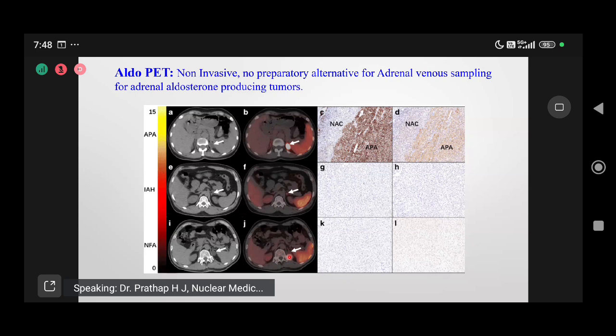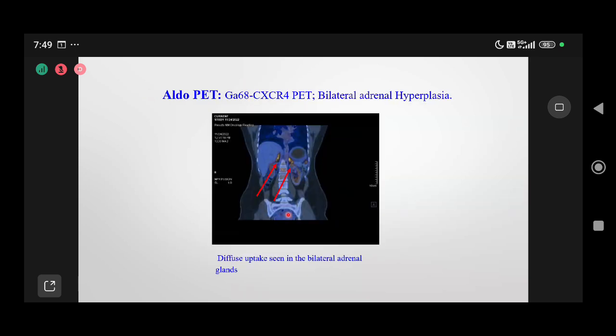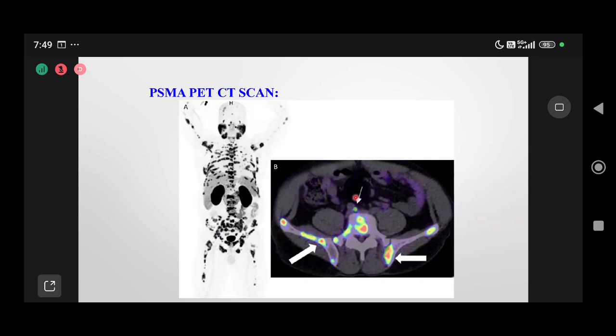Here, this is the patient image. This is AldoPET, which is also known as gallium-68. We label it with CXCR4. It is a new molecule, CXCR4 PET CT. We can clearly see the functional adenoma over here, whereas in hyperplasia, we see bilateral uptake in the adrenal glands. This is an MIP image and the PET CT fused image of a PSMA PET CT scan, where we can see diffuse metastatic disease in the bone.